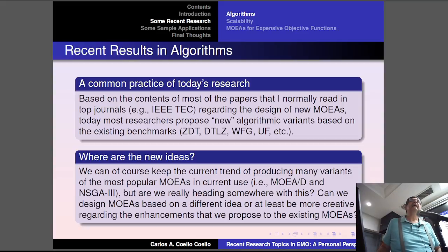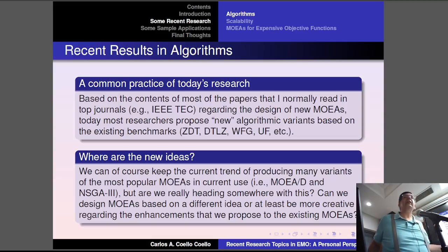So today, much of the research that is being done in EMO has to do with variations of existing algorithms. There is nothing wrong with that, of course. This is common in most research disciplines. However, the main issue when doing that is that this may prevent people from proposing new ideas, ideas that are really novel in the sense of being able to open a new research line.